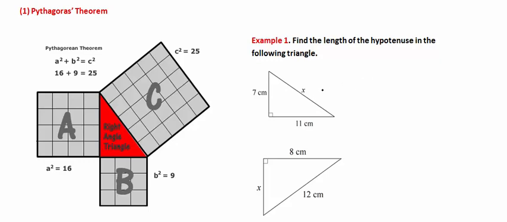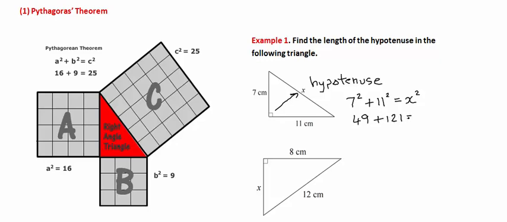Okay, in the example we want to find the length of the hypotenuse, which is x, and the hypotenuse is always opposite the right angle. So this is a hypotenuse here. Okay, that's always the hypotenuse, and all we need to do is put the values into the formula. So we have 7 squared, which is a squared plus b squared, which is equal to x squared. Okay, that's the hypotenuse. 7 squared is 49, 11 squared is 121, equals x squared.